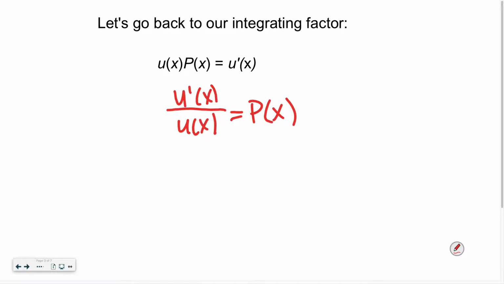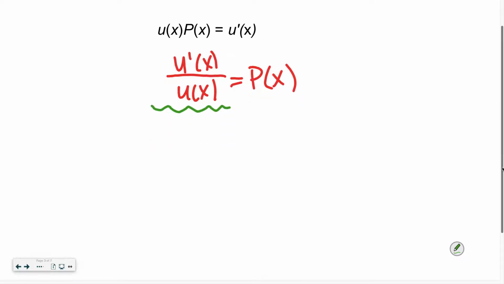All right. What does that look like? The derivative of the natural log of, not just something, u of x. So this is the derivative of the natural log of u of x.